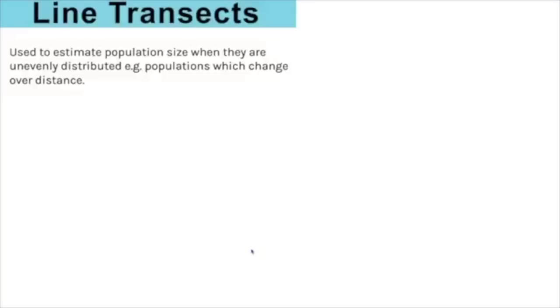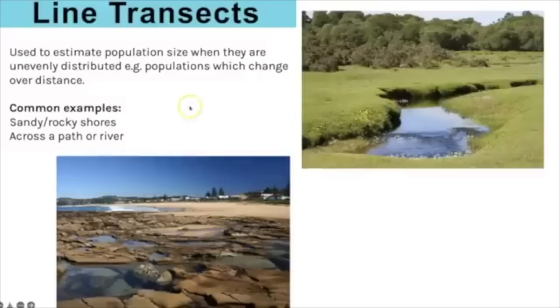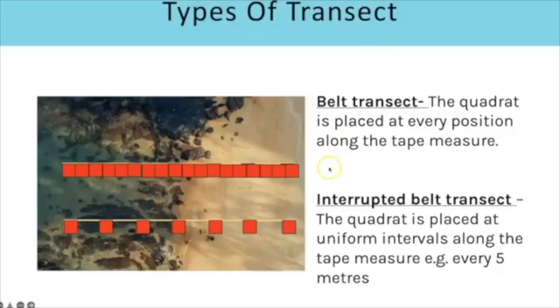Now, if you didn't have an even distribution, we would use a line transect. So common examples of when you need a line transect are rocky shores or any kind of beach fronts, as well as maybe going across a path or a river. So for example, if we wanted to have a look at the impact of the river, you would put your line transect going across it. If you wanted to know the impact of the rocky shore, you would go from the rocky shore going further away into the land. You can either do a belt transect or an interrupted belt transect.